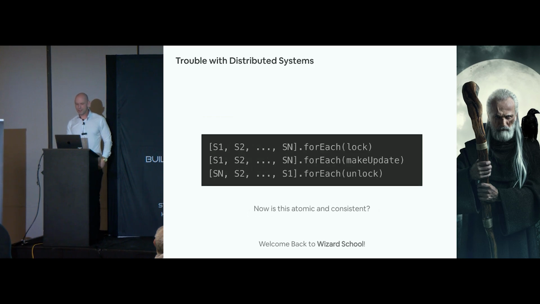Maybe. Well, we're just going to for each over all the nodes, lock all of them, and then make all our updates, and then unlock all of them. Simple, right? Have we solved it? Is this a valid solution? You probably want to say yes, but you're also thinking no.